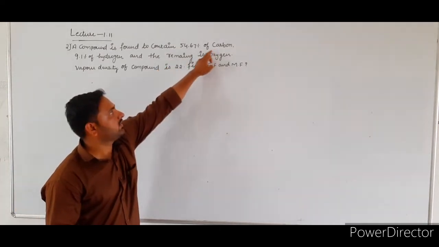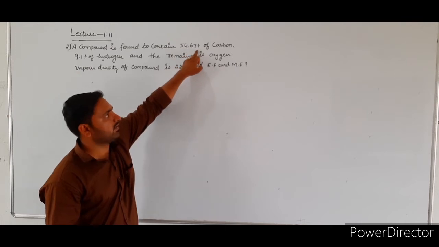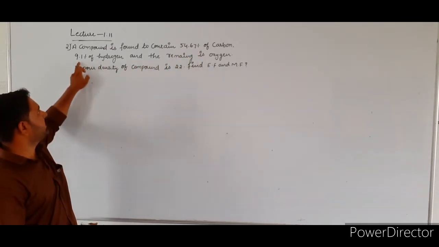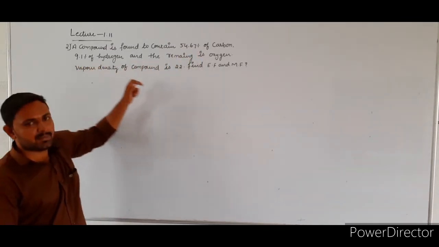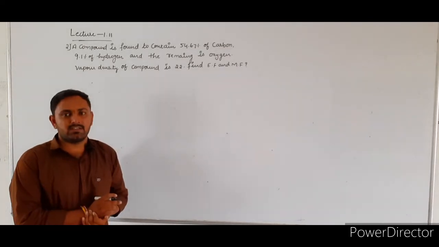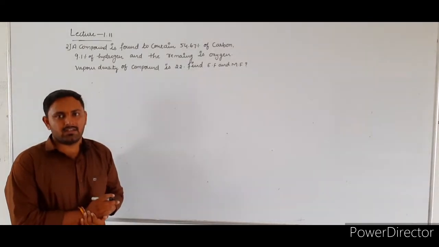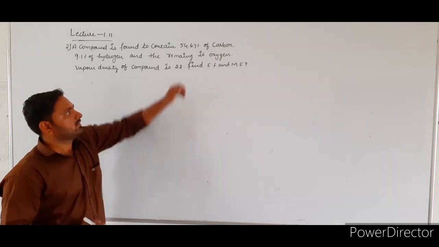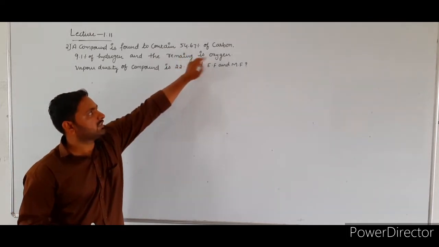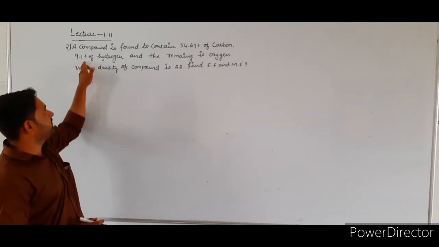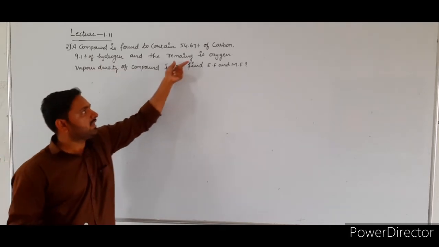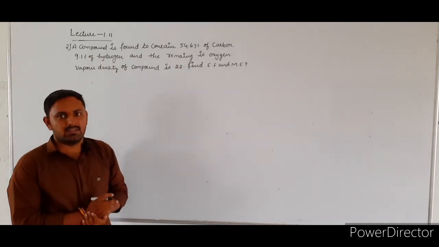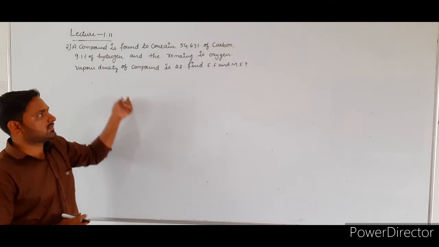The carbon percentage is 54.67. The hydrogen percentage is 9.1%. Then remaining percentage means we always consider 100, right? In 100, 54.67% is carbon, 9.1% is hydrogen, and the remaining percentage is oxygen. That's why, now let us start.